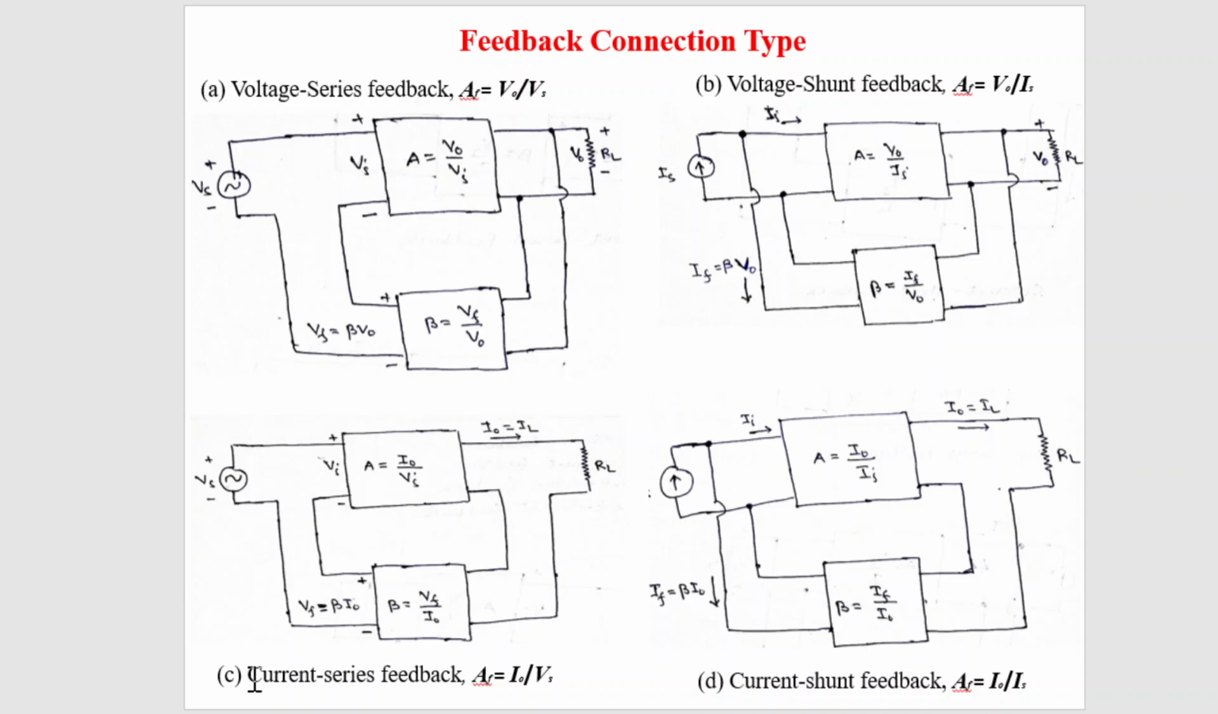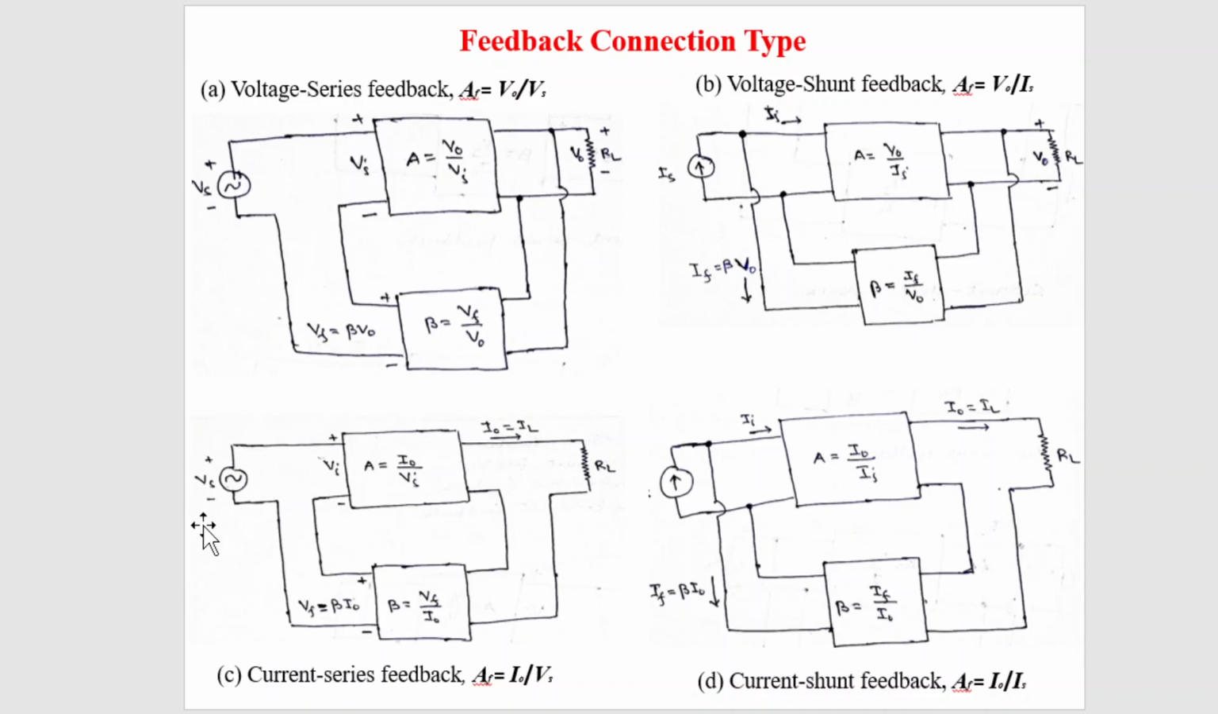Similarly, let's say we have a third connection type, that is current series feedback. In current series feedback, the output is basically a current, and series feedback means the input is a voltage. A fraction of this output current will be fed in series to the voltage source. That is the basic nomenclature of current series feedback.